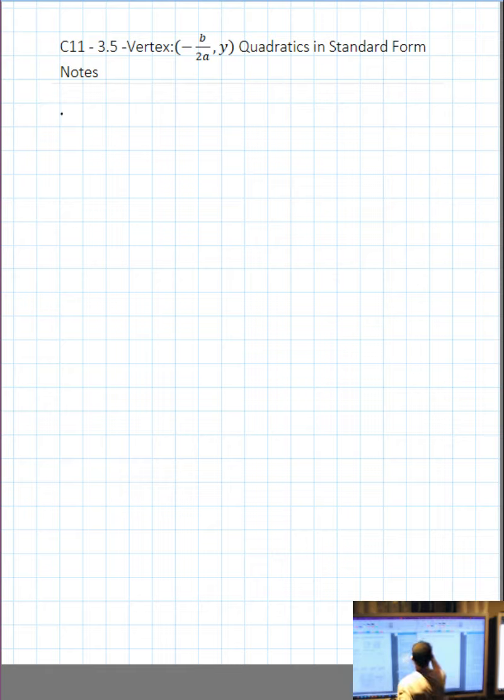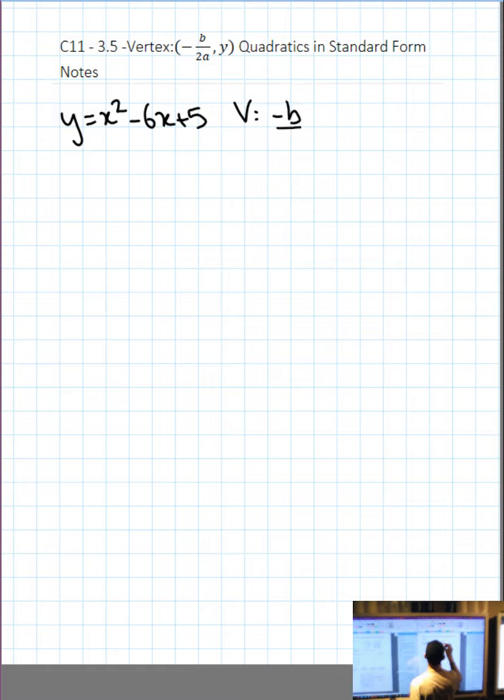Let's take the equation y equals x squared minus 6x plus 5, and let's find the vertex in a different way. There's a formula for the vertex in the title and all over the notes: negative b over 2a, comma, whatever y is. There's a formula for y, it's in the notes. So we're going to substitute into this formula.